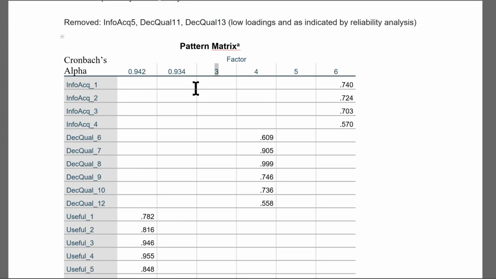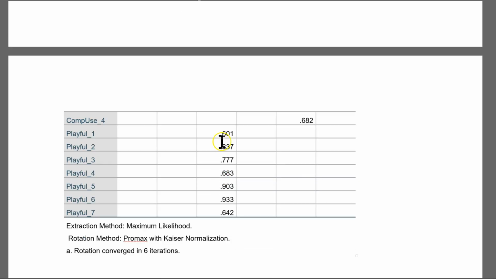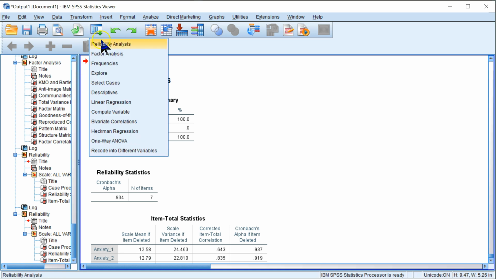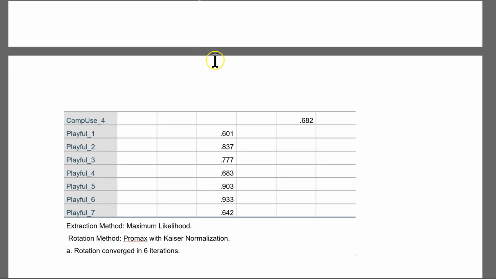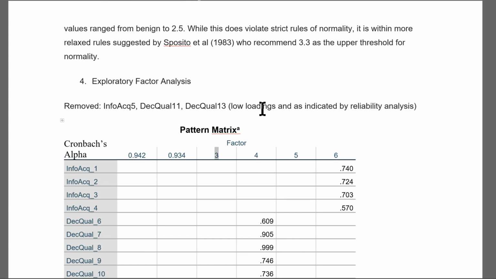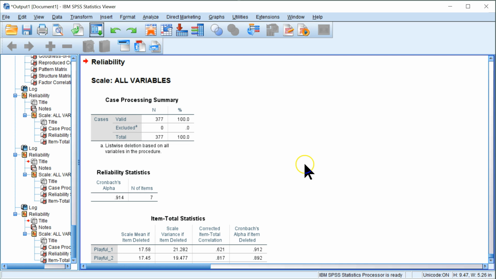0.934, and the next one is playfulness. Reliability, playful, where'd you go, playful right here. I think it's just 7 items, yep, and run that, and it's 0.914, very nice. 0.914, and the next one is decision quality, and it's just 6, 7, 8, 9, 10, 12.